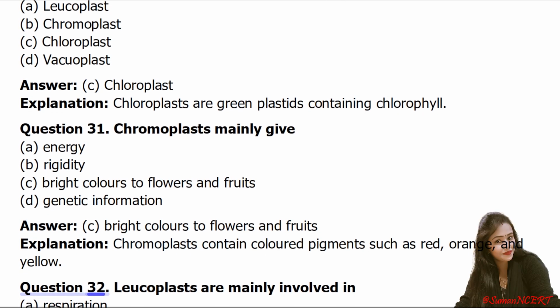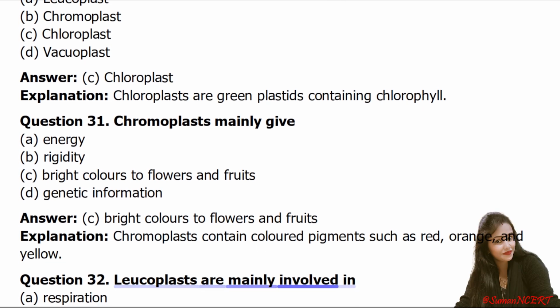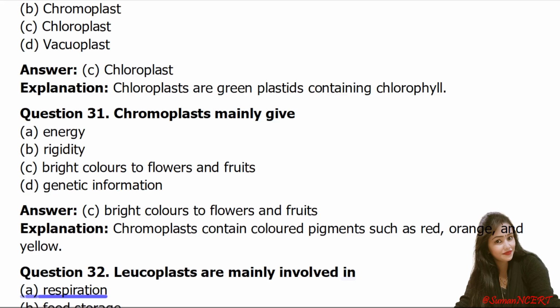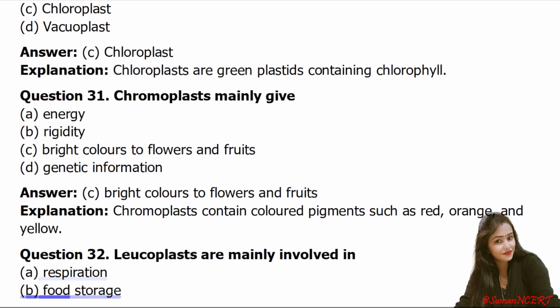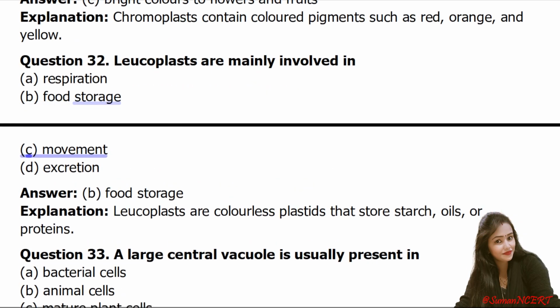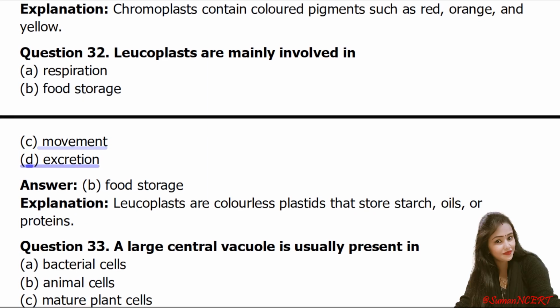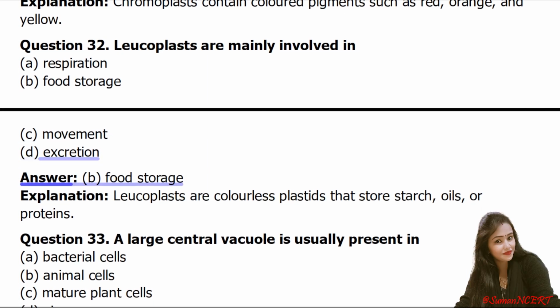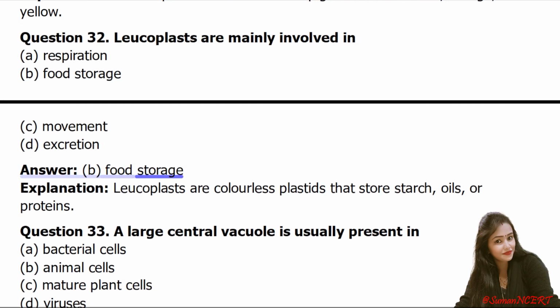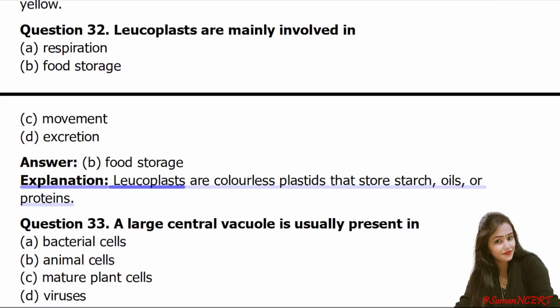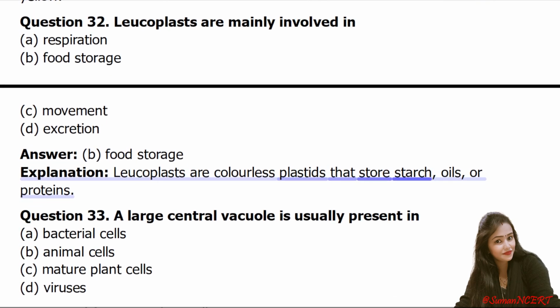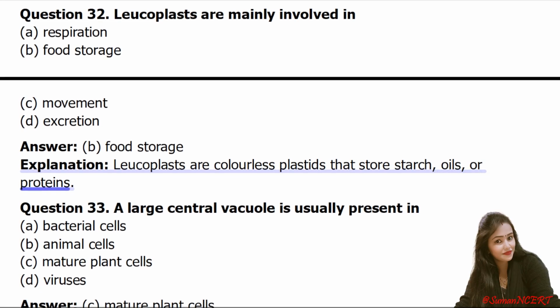Question 32. Leucoplasts are mainly involved in A. Respiration. B. Food storage. C. Movement. D. Excretion. Answer, B. Food storage. Explanation: leucoplasts are colorless plastids that store starch, oils, or proteins.